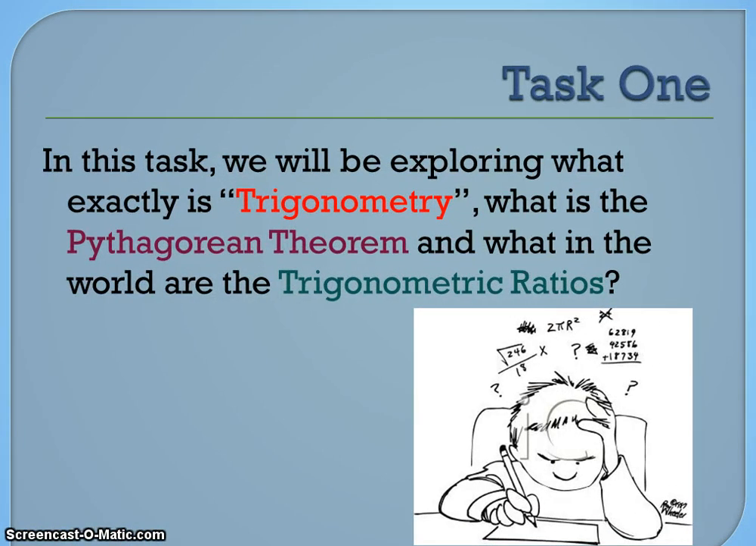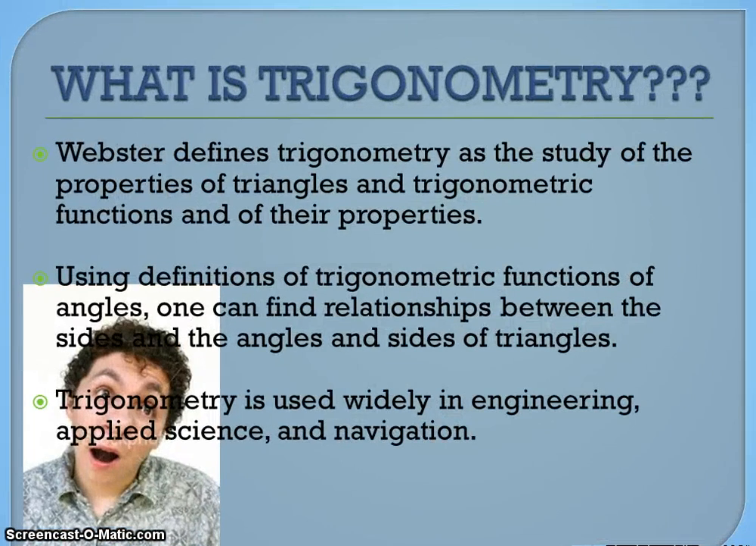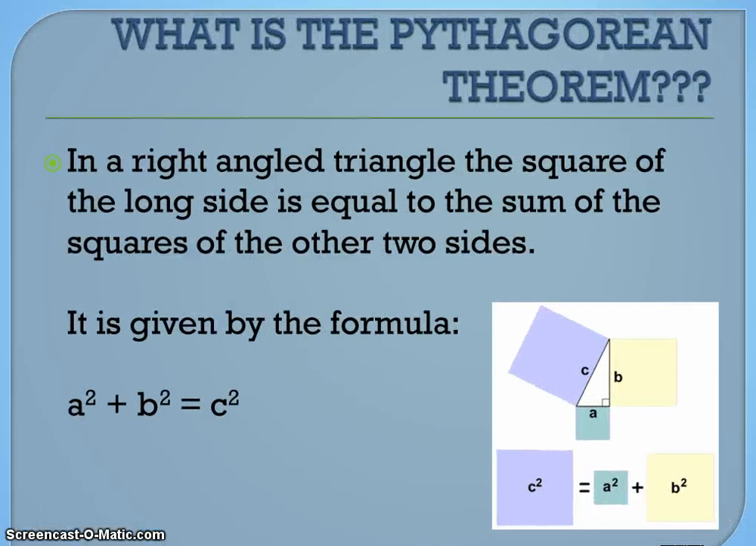Okay, in task 1, we'll be exploring exactly what trigonometry is and what the Pythagoras theorem and trigonometric ratios refer to. Firstly, what is trigonometry? Webster defines trigonometry as the study of properties of triangles and trigonometric functions and their properties. Using definitions of trigonometric functions of angles, one can find relationships between the angles and sides of the triangles. Trigonometry is widely used in engineering, applied in science and navigation.